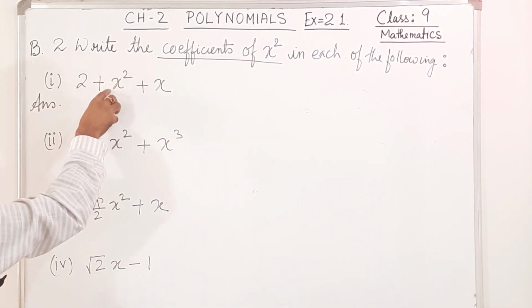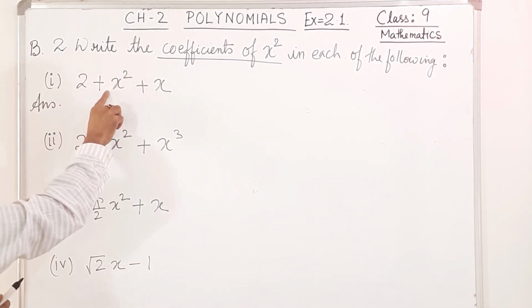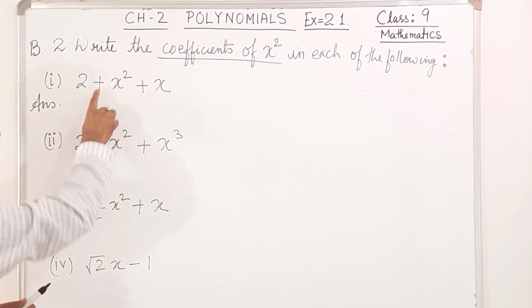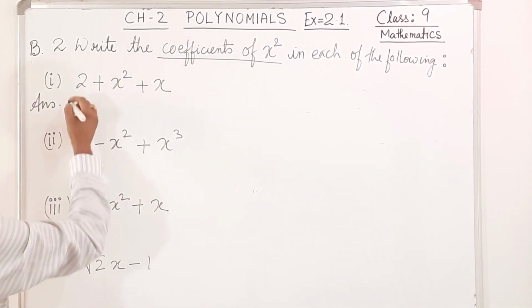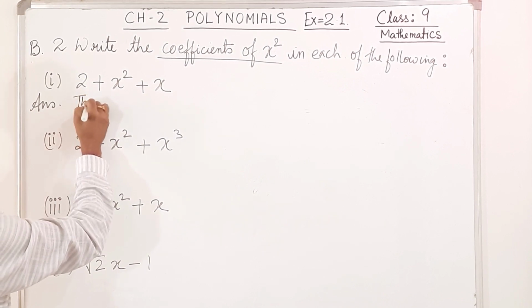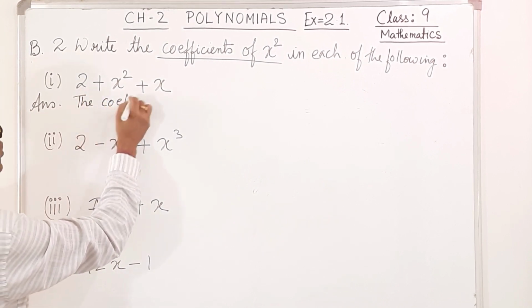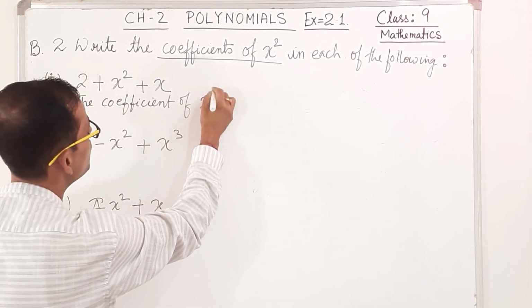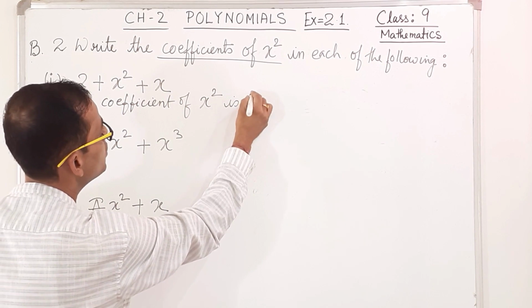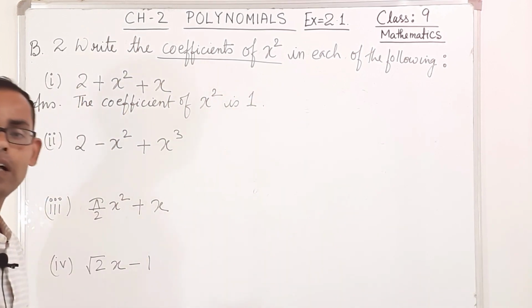Now x square, before x square what number is there? Nothing, means 1 is there. That means plus 1. So 1 is the coefficient, plus 1, positive 1. So we will write it this way, the coefficient of x square is 1. So finished. This is the answer.